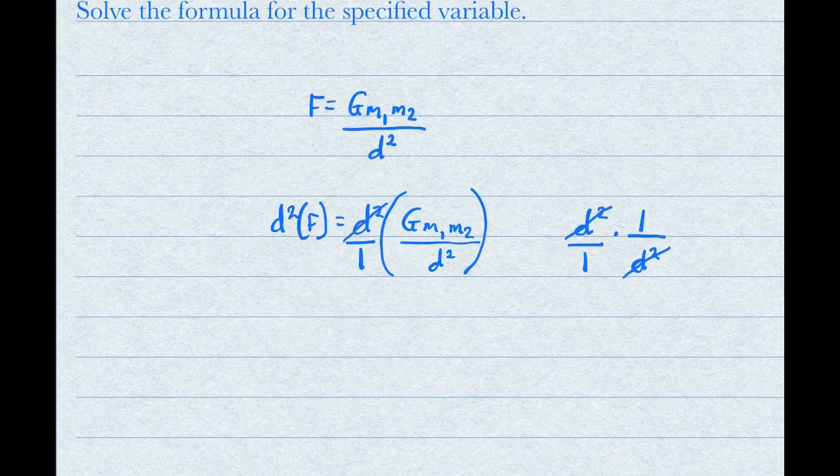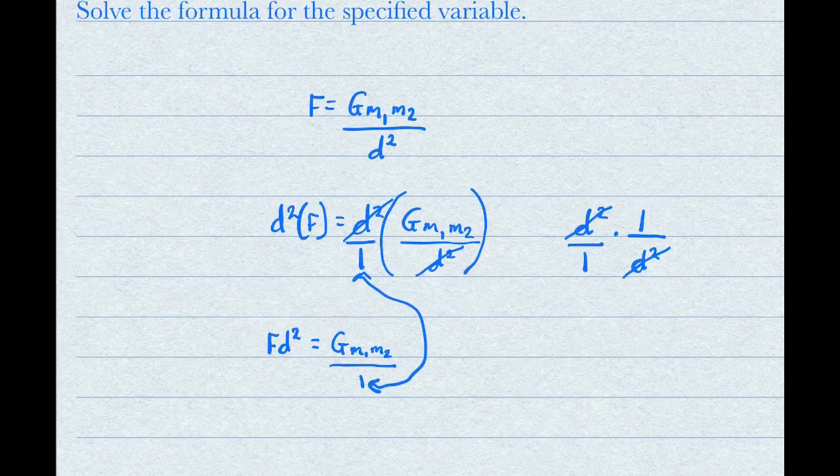So right over here, this d squared is going to cancel out with that d squared. And so on the next line, you're going to have f, and we'll put the d squared after the f. And on this side, the d squareds are gone. So all you have is g, m1, and m2. It's all over 1, but you don't really need to put the 1. This is more of a placeholder, and it's understood.